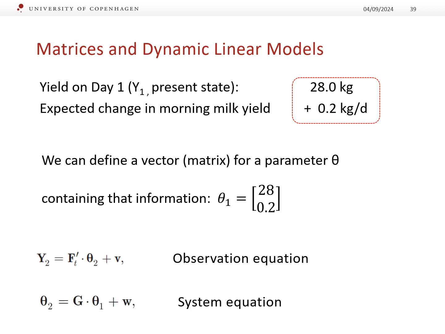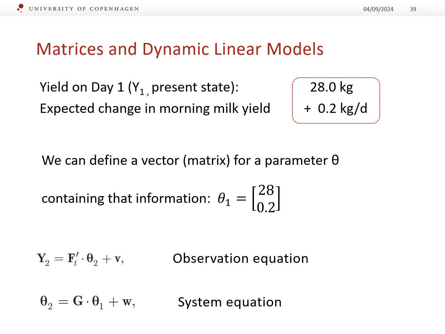Now, dynamic linear models consist of two equations, the observation equation and the system equation. The observation equation estimates the answer to your question. So in this case, what is the milk yield on day 2? That's why it says y2 before the equal sign. While the system equation describes how the system changes or evolves over time.